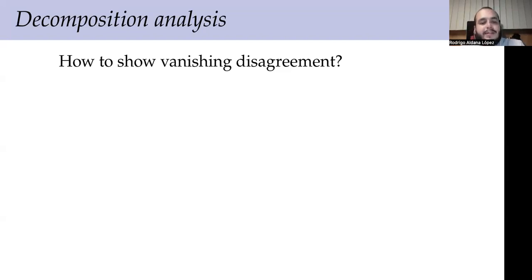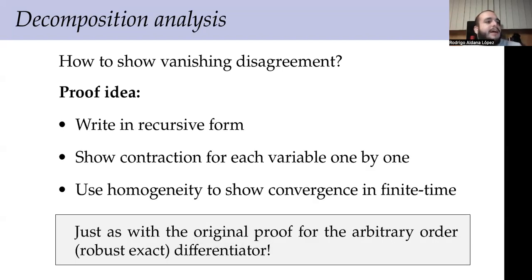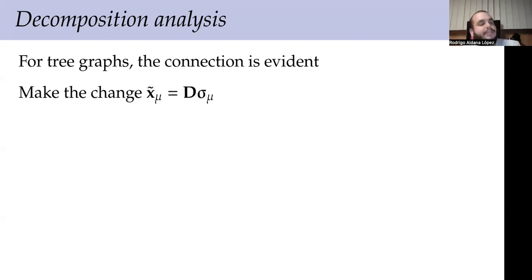Well, since it has a similar structure to a differentiator, we may start using a similar proof idea as in the proof for the differentiator. So we will try first to write it in a recursive form. We will show contraction for each variable one by one in a recursive way using induction. And afterwards, we will use homogeneity to show convergence in finite time. So that's the first proof idea that you can come up with, even before trying to come up with a Lyapunov function.